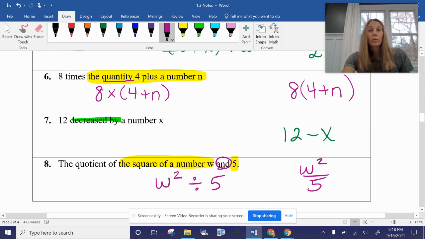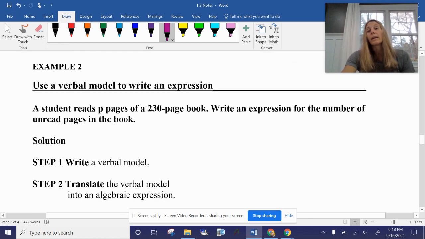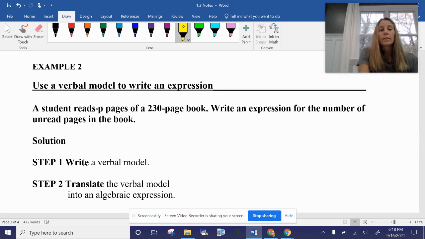All right, so moving on to our next example, we're going to do some actual word problems where we're writing an expression to represent that situation. So for this one here, it says a student reads P pages of a 230-page book. Write an expression for the number of unread pages.